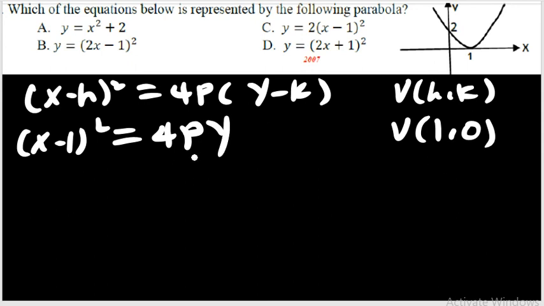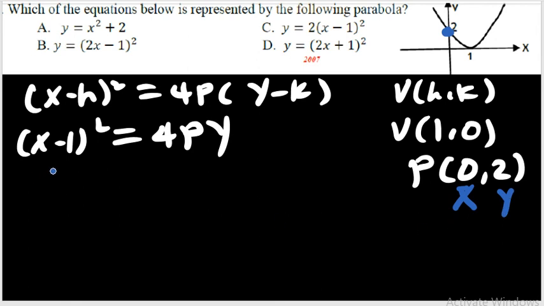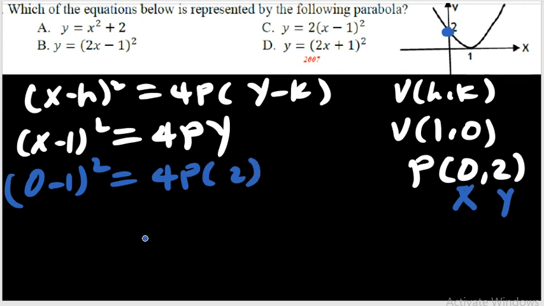Then I need to find the p. To get the p, there is one other piece of information: the parabola passes through a point, as you see on the graph, on the y-axis at 2, which means that point can be denoted as (0, 2). So we can take the first coordinate in place of x and the second in place of y and substitute. Then (0 − 1)² = 4p times 2. That means 1 = 8p. Then dividing both sides by 8, the p value is 1/8.